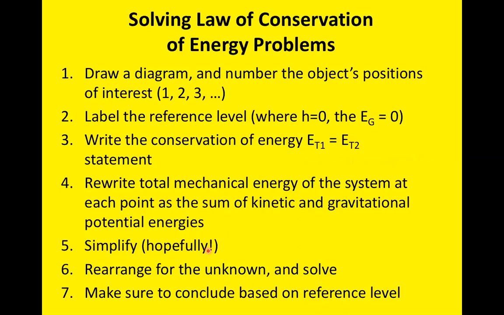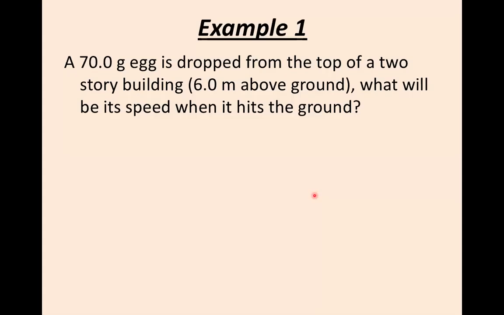Simplify. Hopefully, if we were smart and we chose a reference, H equals 0, to be either at position 1 or position 2, then we'll definitely at least have something simplifying. Hopefully more than that, but if not, we can rearrange and solve. It's still solvable if nothing simplifies, as long as you're given enough givens. Then we rearrange for the unknown and plug in the numbers and solve. Make sure to conclude based on your reference level. So let's do some examples to show what that looks like.